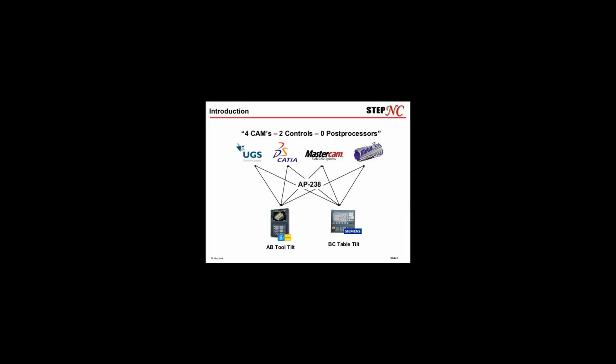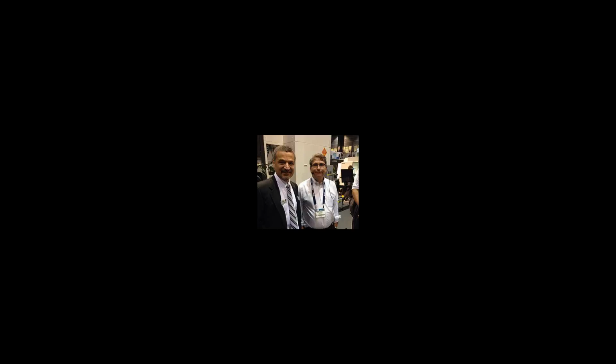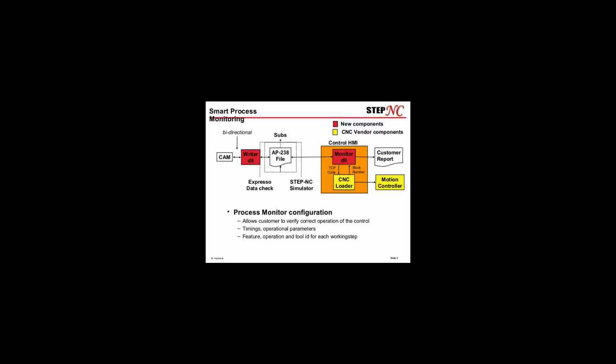The demonstrations in 2009 focused on machining a mold part at multiple sites from the same AP238 data, including one part machined on a FANUC-developed STEP NC control. At a meeting in Seattle, the parts were then measured for accuracy using a CMM probe and a laser scanner.